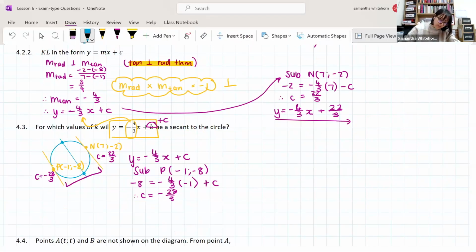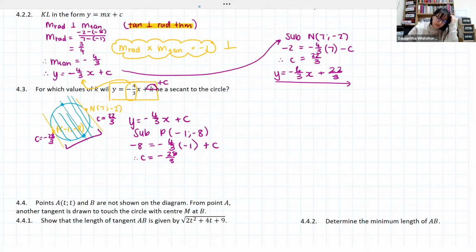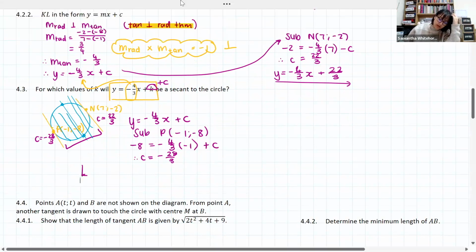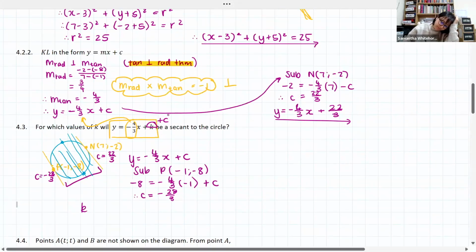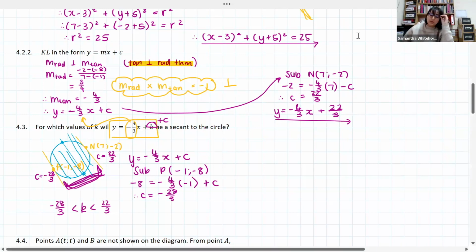Have a look at the blue line. No matter where I now draw it, as long as it falls between those tangents, it will cut my circle twice. So as long as it falls between that 22/3 and that -28/3, we're good. So k must be less than 22/3, but greater than -28/3. It must fall in that range between my two tangents. As long as it is between the two tangents, anywhere along there, it will cut my circle twice and be a secant to the circle.